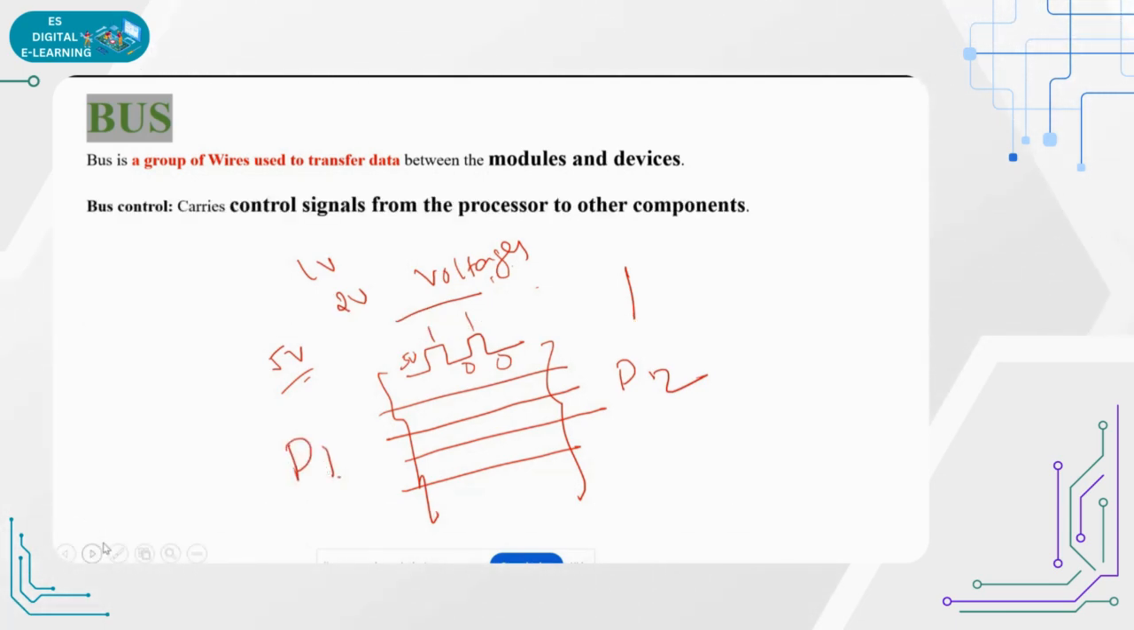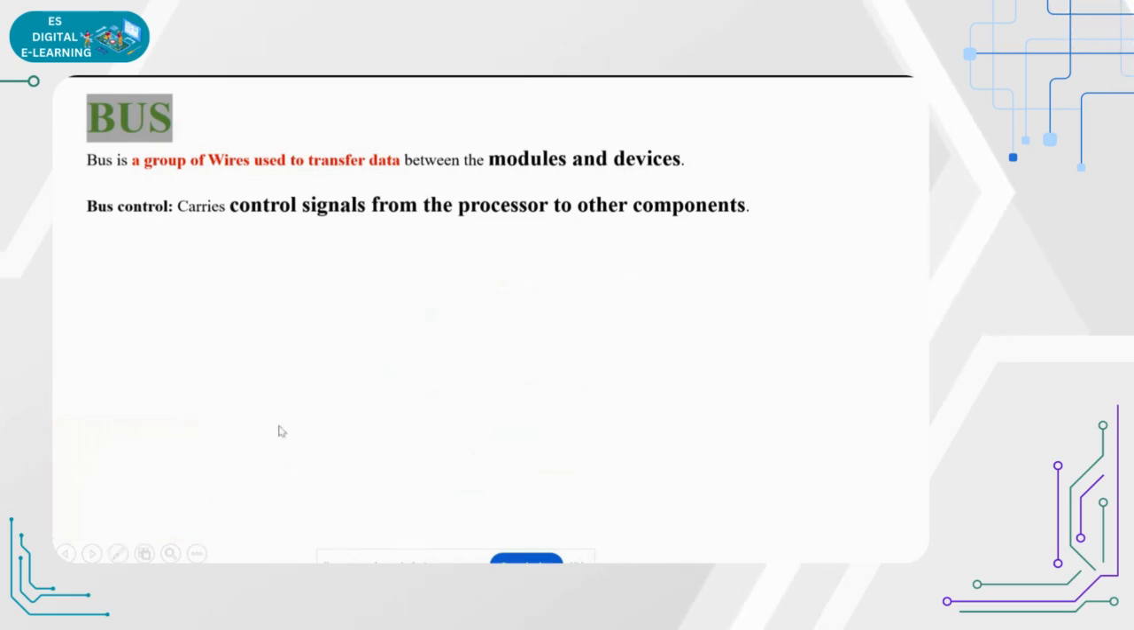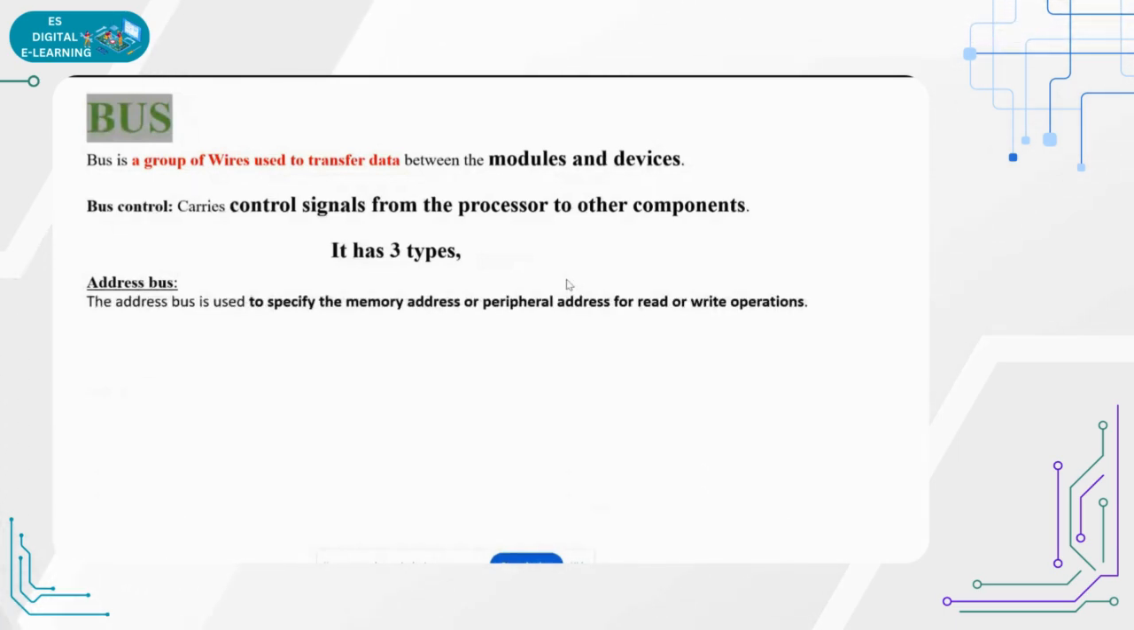Is it clear? So what exactly does this bus do? It carries the control signals from the processor to the other components. There are three types of buses for how the data is transferred from one device to another: the data bus, the address bus, and the control bus. Specific to the address, it will be identified whether I need to read from the address or write data to the address. That will be decided.